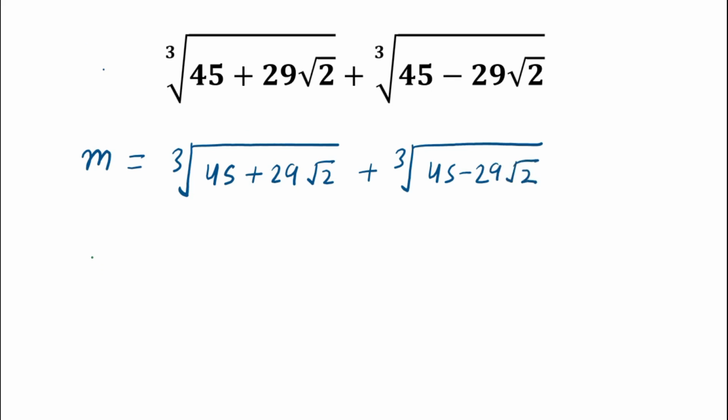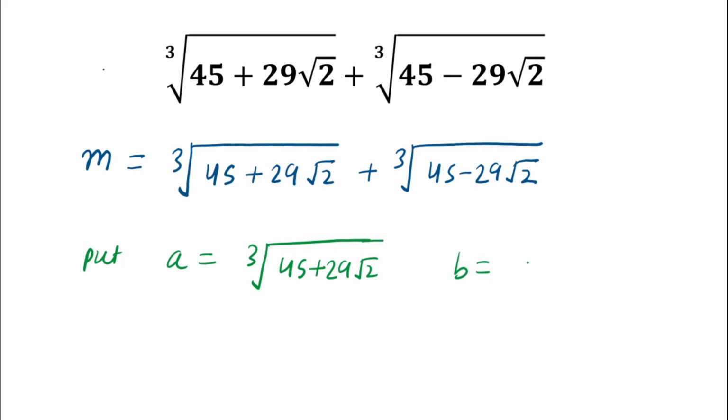Now put a is equal to cube root of 45 plus 29 times square root of 2, and b is equal to cube root of 45 minus 29 times square root of 2.